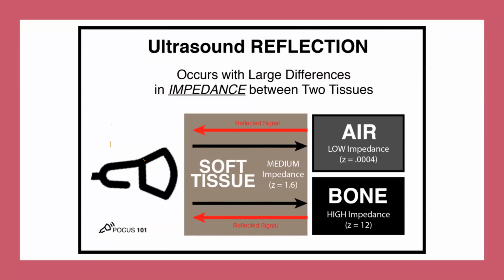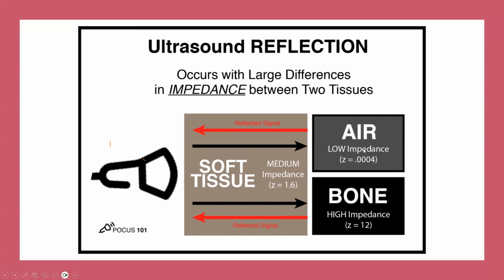In the brain, the applicability of this concept is that when you put the probe over an area where there's a small fontanelle, you are going to have bone interfering because of its high impedance, causing more reflection of sound waves. So the placement of your probe in the fontanelle in that area is quite crucial to getting good images. Similarly, from your perspective, air has very low impedance.